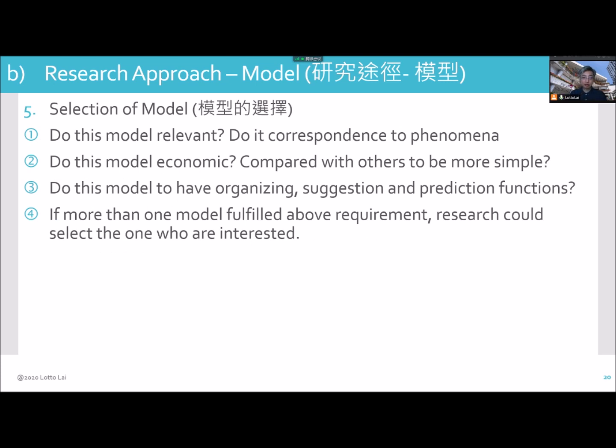Okay, the last one is how do you select the model? Is the model relevant? You need to ask yourself some questions. Does it correspond to the phenomena? Is this model economical, or simpler compared with others? Does this model have organizing, suggestion, and prediction functions? If more than one model fulfills the requirements, the researcher could select the one they are more interested in.